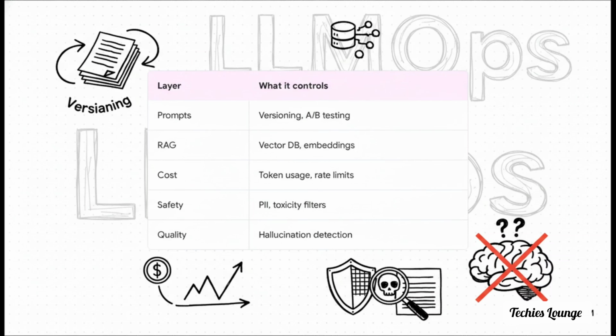Yeah, managing intelligence introduces a whole new universe of things to worry about. Suddenly, it's not just about data pipelines anymore. Now you're thinking about versioning your prompts, managing vector databases for RAG, keeping an eye on token costs, making sure things are safe, and tackling the huge challenge of hallucination detection.